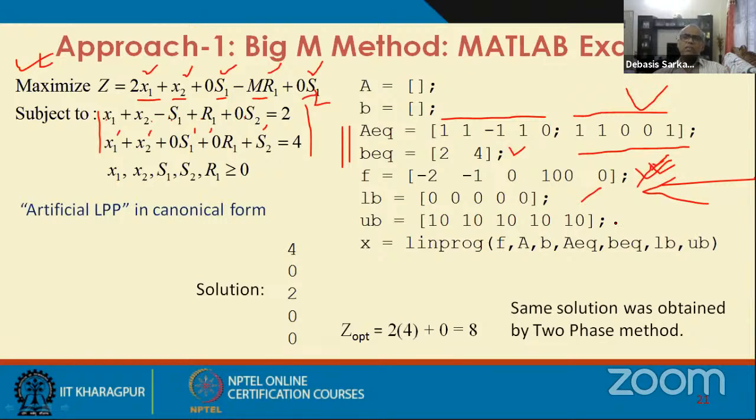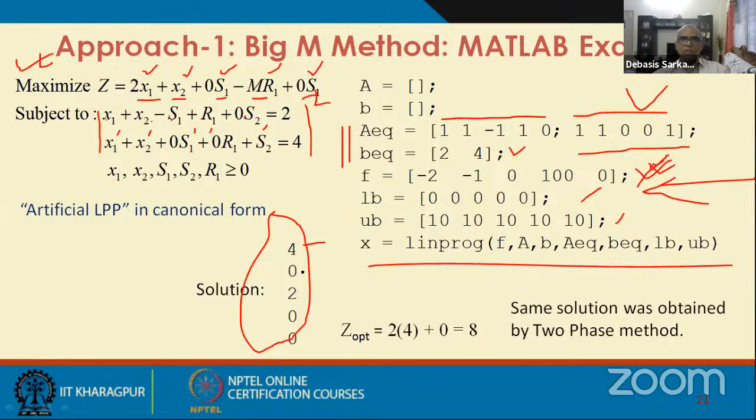Lower bound I take 0. Let us take, say, all upper bounds as 10. Then call linprog, and you obtain this solution. x1 is 4, x2 is 0, s1 is 2, r1 is 0. So r1 we obtain as 0, that is important, and s2 equal to 0. So basically, you get back the same solution that you obtained using the two-phase method. And note how this method has forced r1 to be 0, so that this solution is valid for the original LPP.